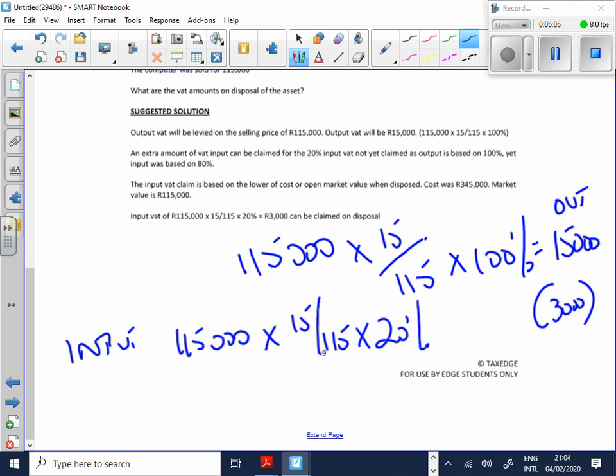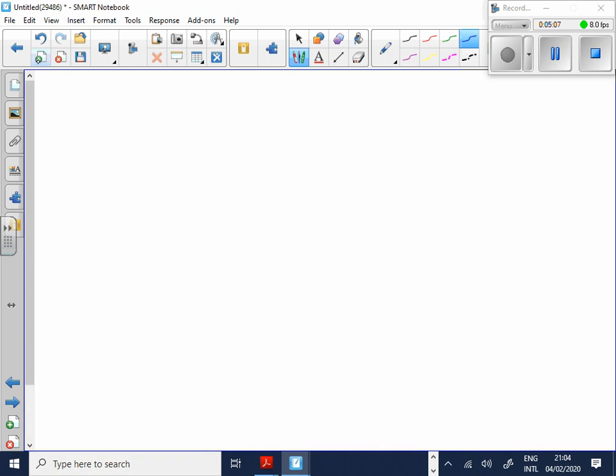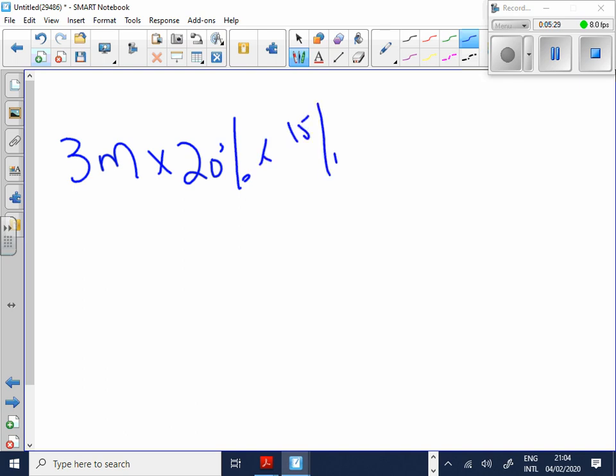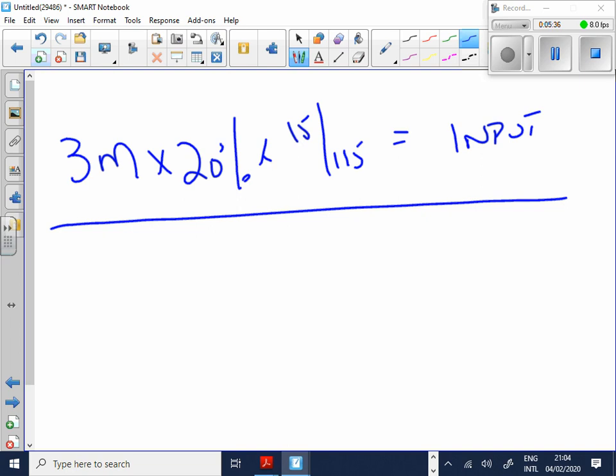Now let me just explain to you why the section is here. Okay. So let's imagine you buy a house and you decide that you're going to run your practice from 20% of your house. Are you guys comfortable with it? And you bought your house for 3 million rand. So when you buy the house, it's 3 million rand times 20%, because I'm using 20% of my spaces now to run my business, times 15 over 115. And that's going to be my input up front. Happy? Now, property prices go up. So let's imagine I sell the house 10 years later for 8 million.